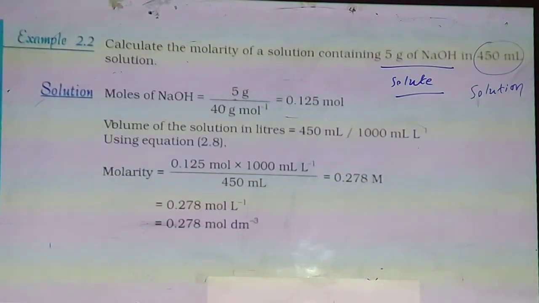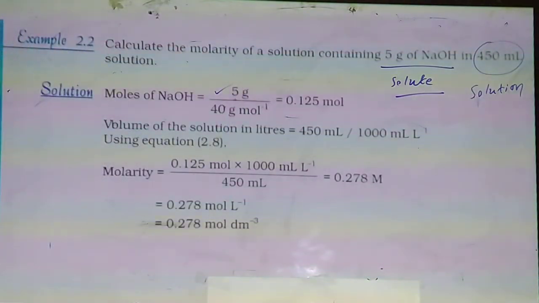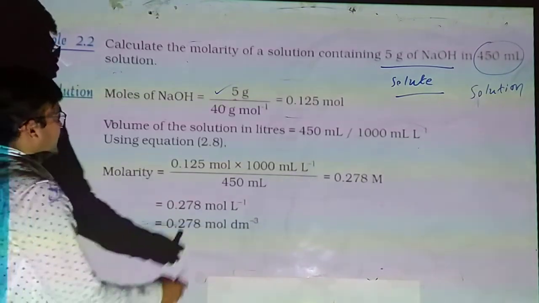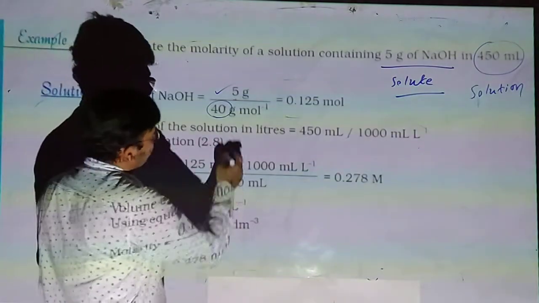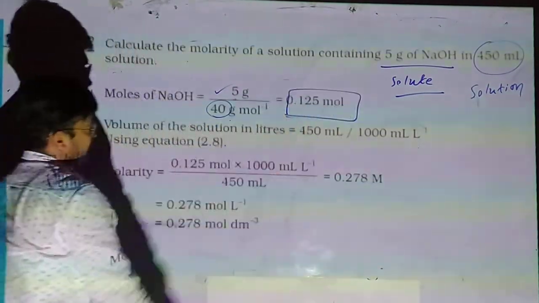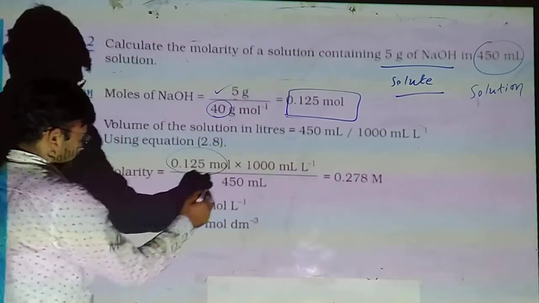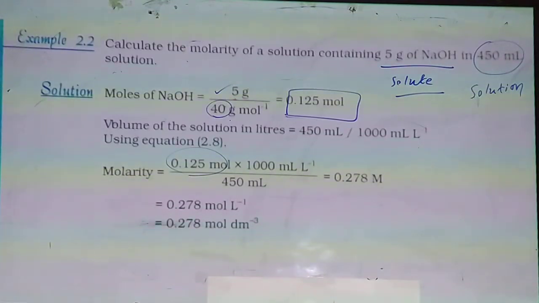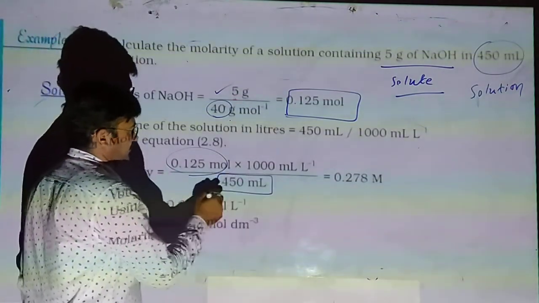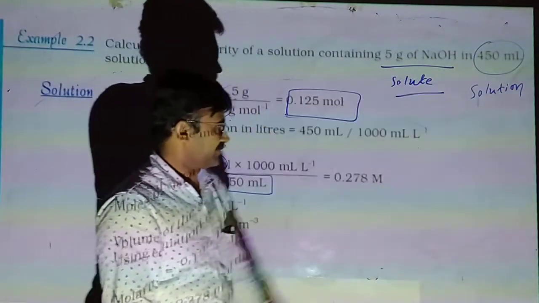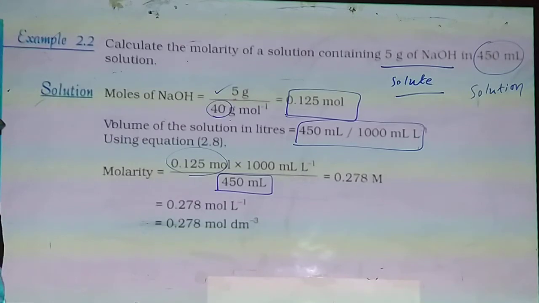Moles of NaOH. Here, the mass of NaOH is 5 gram. The molecular mass of NaOH is 40 gram. So, 5 gram divided by 40 gives 0.125 mole of NaOH. Here the mole is derived, and moles should be divided by liter, so it gives molarity. But here our volume of solution is given in milliliter, so milliliter divided by 1000 gives liter.